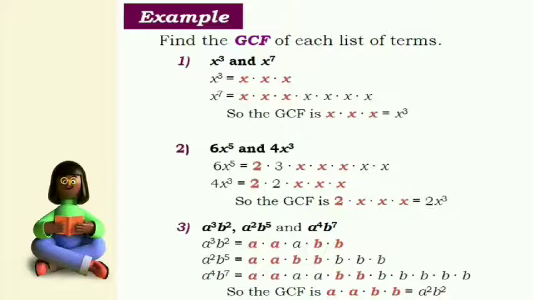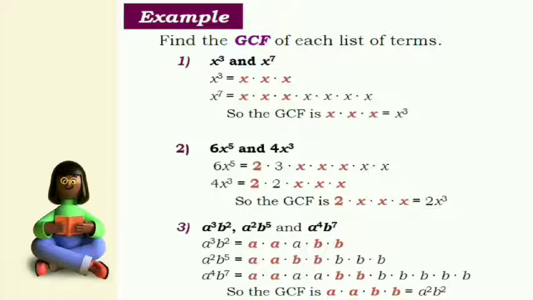Next, number 2. 6x to the fifth power and 4x cubed. 6x to the fifth power would be 2 times 3 for the 6, multiplied by x times x times x times x times x for the x to the fifth power. Now, 4x cubed would be 2 times 2 for the 4, multiplied by x times x times x for the x to the third power. So there will be a 2 and 3 x's, so that will be 2x to the third power.